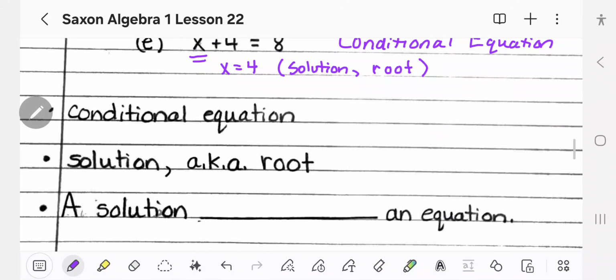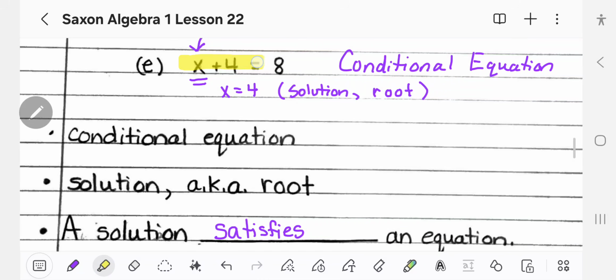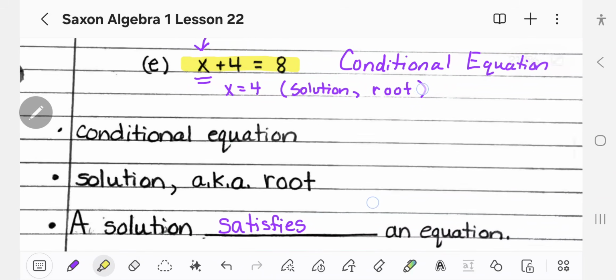Last statement here for this lesson. There's a word in your book towards the bottom of the page, right above example 22:1, and it starts with an S. Do you see it? A solution satisfies an equation. So they may ask you, hey, does the number 1 satisfy this equation? And you would say no, because 1 plus 4 is not equal to 8. Or maybe they'll say, hey, does 4 satisfy this equation? And you would say, yes, it does. So those are a few of the terms that you may see when you're doing your assignments.